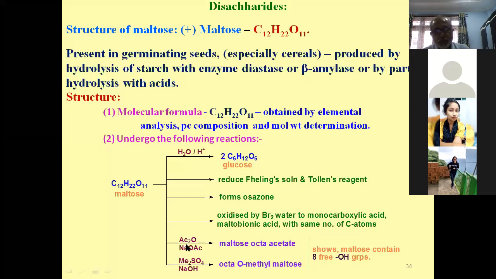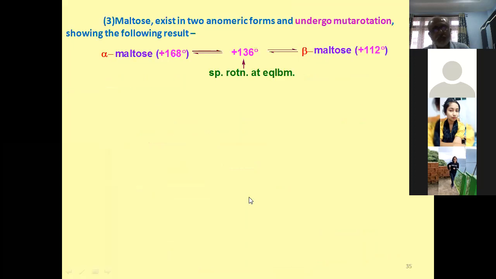Then another reaction: acetic anhydride and sodium acetate gives you maltose octaacetate. If we treat this with dimethyl sulfate and sodium hydroxide, we get octa-O-methyl maltose. This shows that maltose contains 8 free OH groups. This is another piece of information. So if we combine all the information, what are we getting?